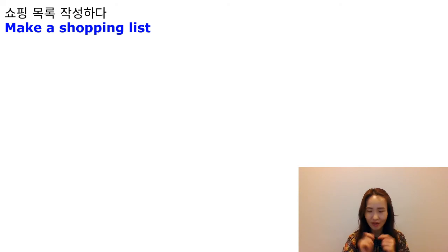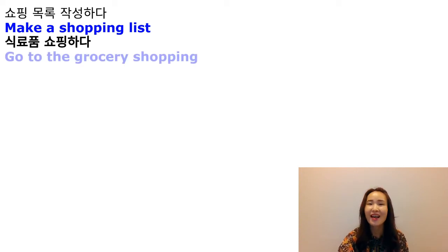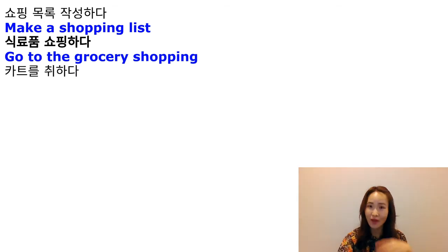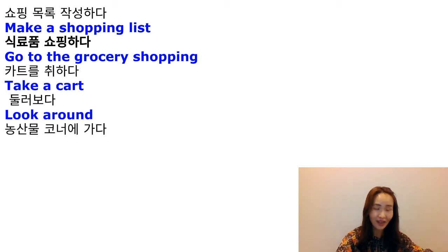Okay, before you go to the grocery market, we usually make a list, right? So make a shopping list. I'm pretty sure your mom and dad sometimes make a shopping list, right? When they make a shopping list, they consider what they need or what items are out of stock and things like that, right? So make a shopping list, and then they go grocery shopping, and they take the cart, right? When they arrive at the grocery market, they take the cart, and when they get into the market, they look around, right?